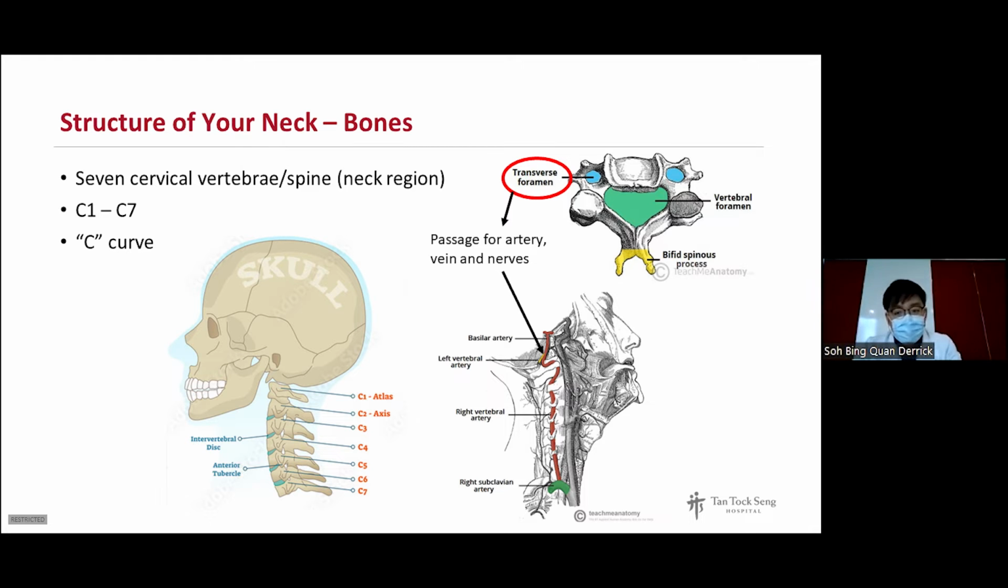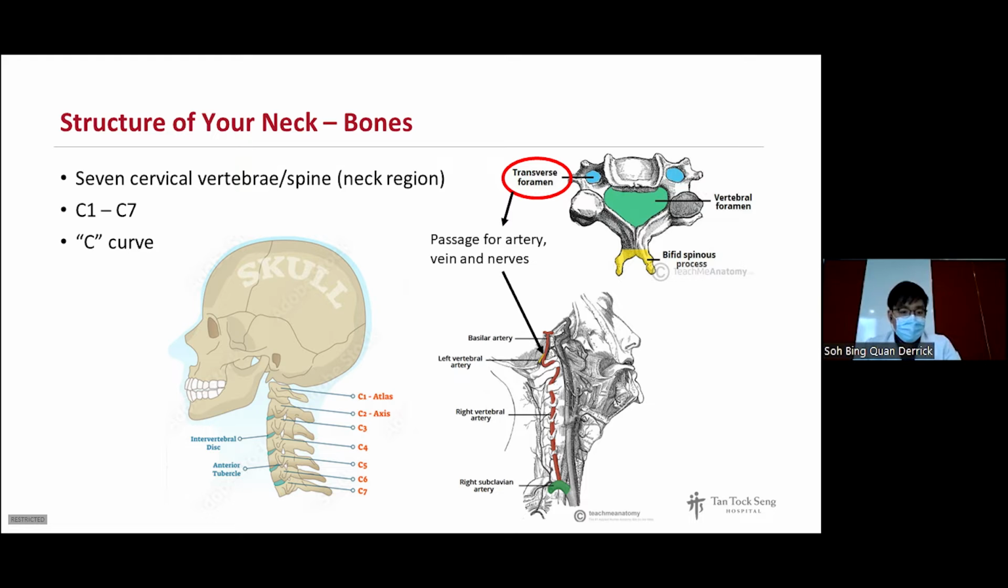Sometimes when that gets pinched, due to maybe a slipped disc or some muscle pinch, then you start to feel other symptoms, pain or everything. The other one is the vertebral foramen, which is highlighted in green. That's where the spinal cord passes through.